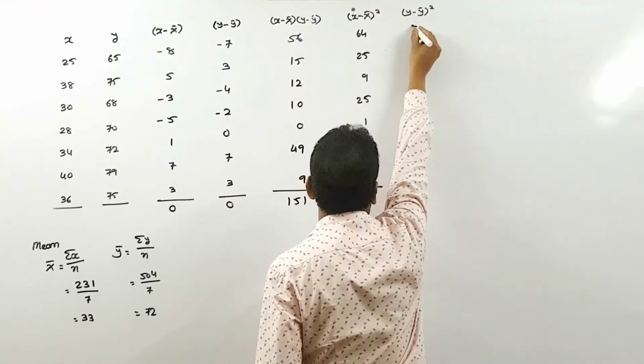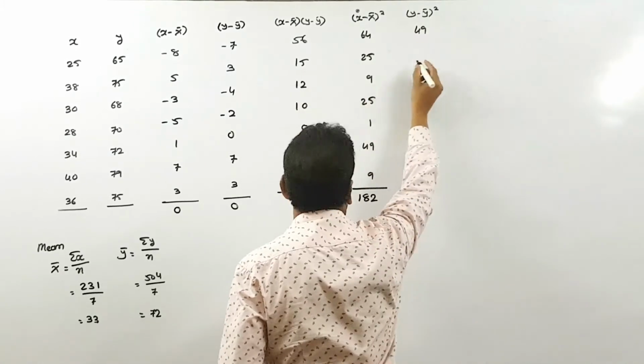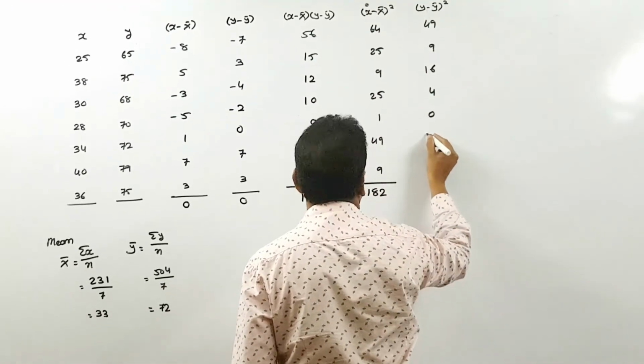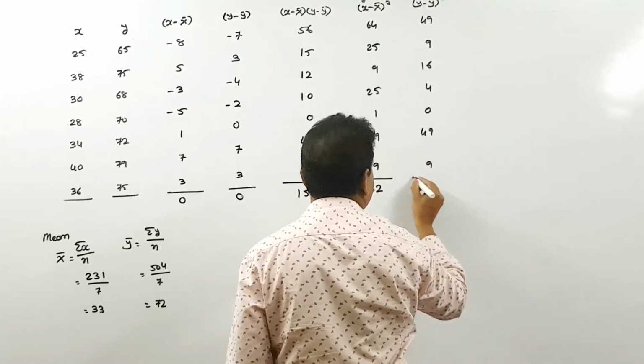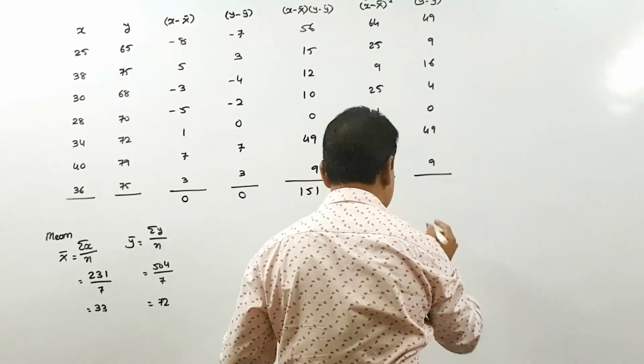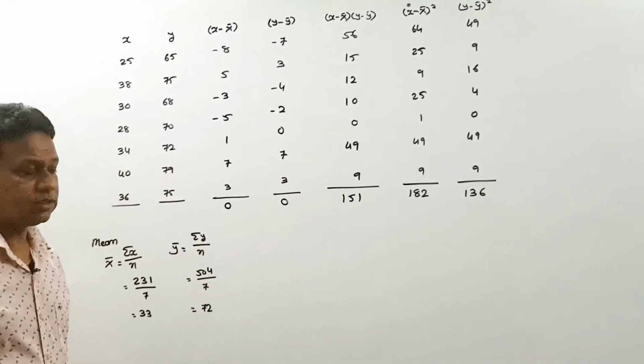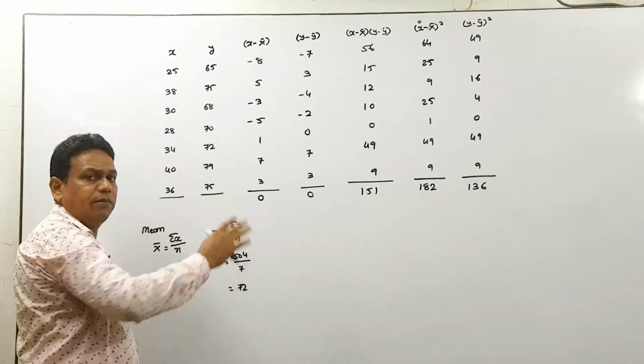7 square is 49, plus 3 square is 9, 16, 49 and 9, and we get the total of this column also, it is 136. So the columns are ready. See here, two columns are available in the question.